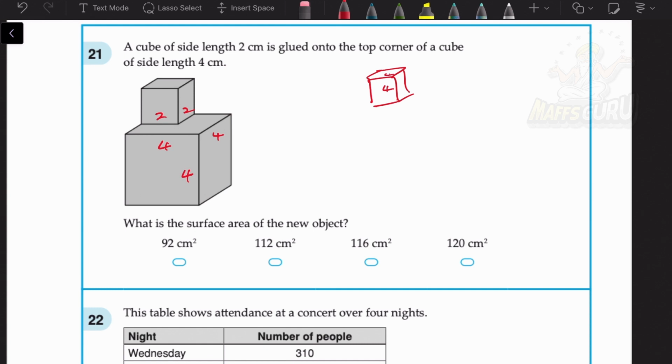We know it was 4 by 4 by 4. We don't want the volume, we want the surface area. So the area of one of those faces is 16, because it's 4 times 4. And how many faces have I got? I've got 6 faces. So 1, 2, 3, 4, 5, 6. So 16 times by 6. I won't put my calculator up for that, just because I don't want to obscure. So that's going to give me 96 centimeters squared. Now I'm going to do the same for the little one.